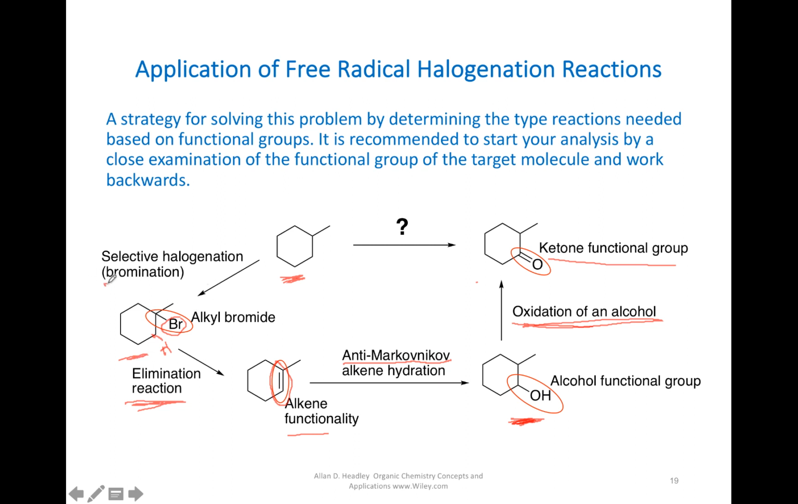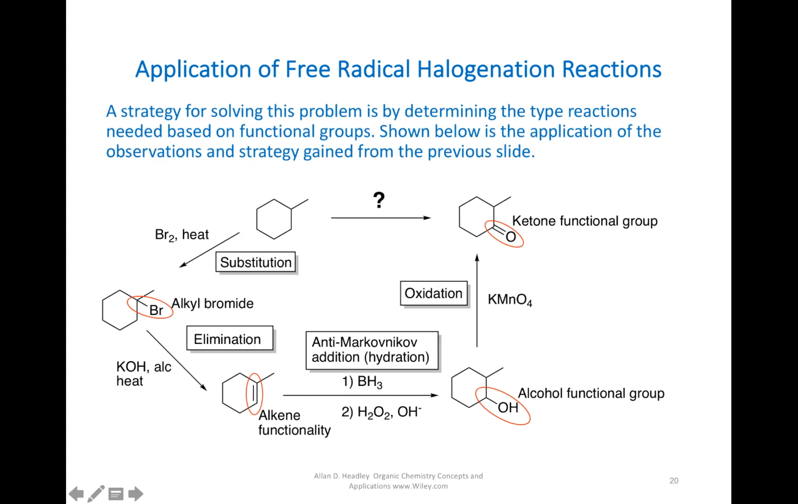It's a selective halogenation, bromination. You would not use chlorine because you want a high yield of this molecule here as your product. So that's why you use the selective halogenation, which is bromine or bromination. So let's put this all together and come up with the reagents.